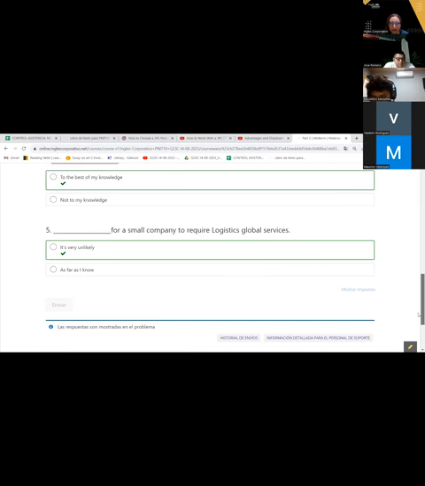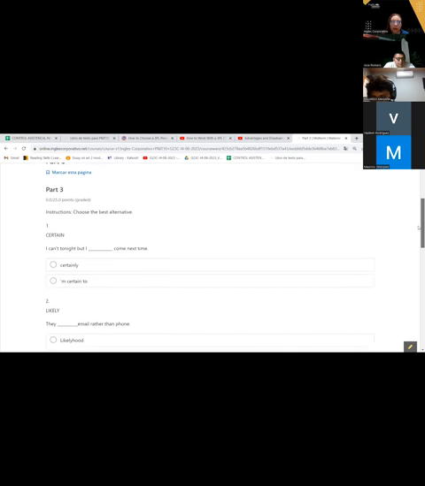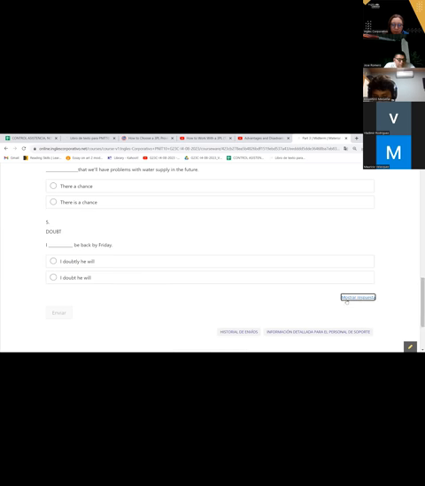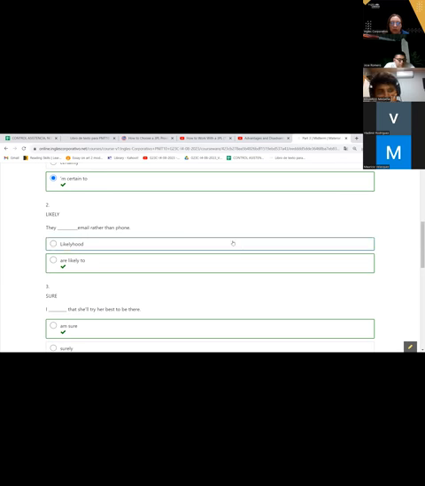Then, we're moving to the next section. And in there, we have part number 3. Part number 3, it says choose the best alternative. Number 1, certain. Example, I can't tonight, but I'm certain to come next time. Next time. All right. And then let me show you the others. I'm sorry, I forgot to show you the answers. Okay. So we have them here. Number 2, likely. And we go back again, reiniciamos. Eduardo, nos ayuda, please, con la dos.